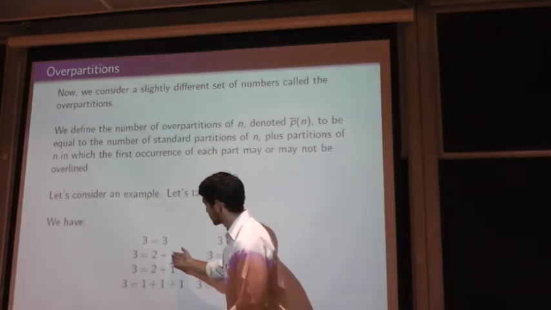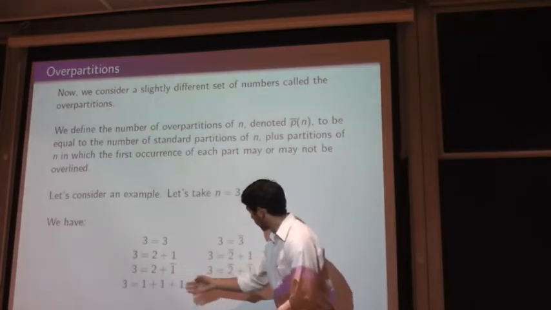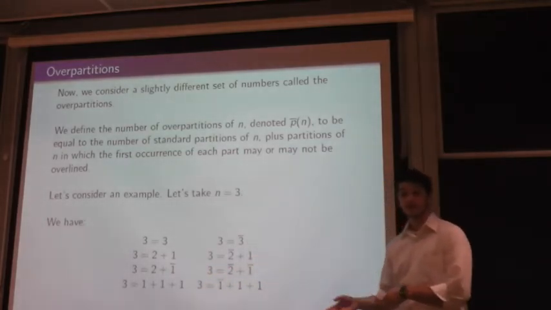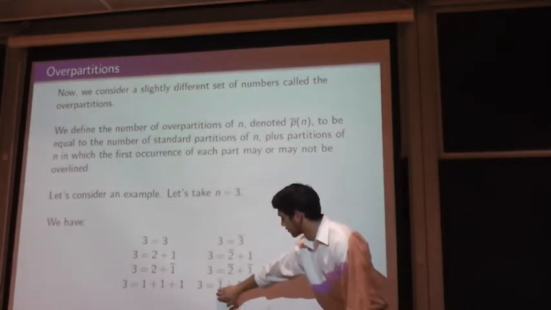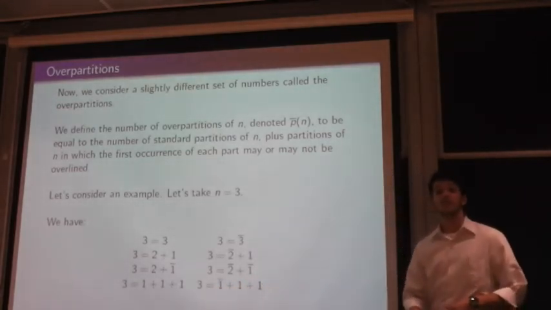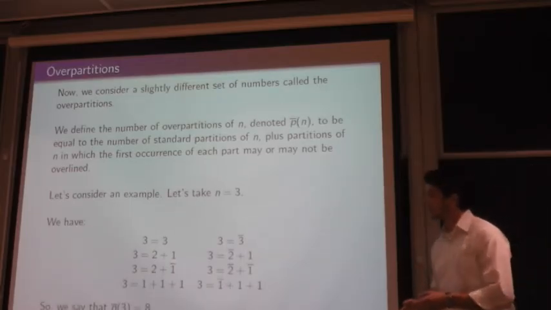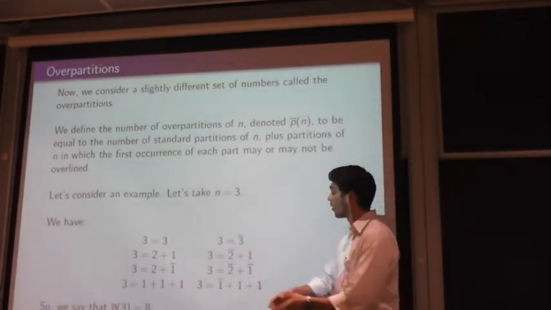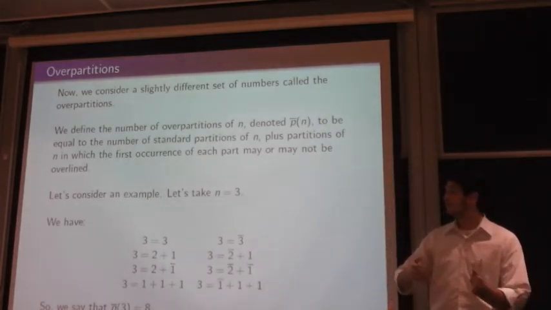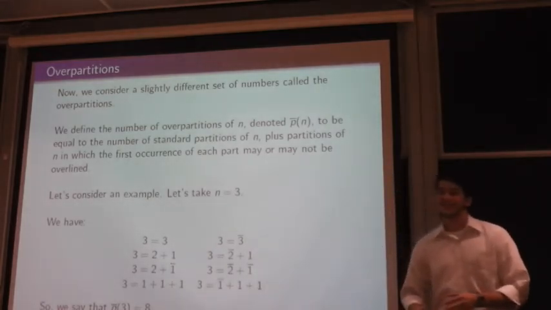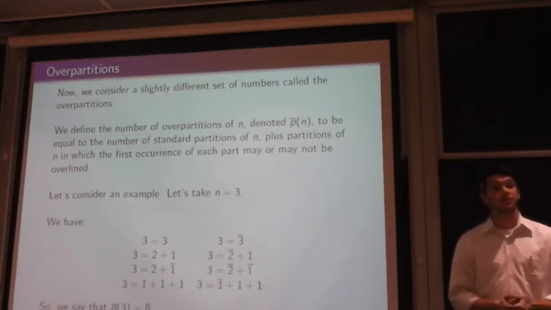Similarly, we have the standard partition 3 is equal to 2 plus 1, but we can also overline the first 2, and we can also overline the 1, or we can overline both, the first occurrence of each of these. And in this final overpartition here, we have the option of overlining the first 1, but we can't overline any of the other ones after we've overlined the 1. So we can see here that the partitions of the number 3 are all in the overpartitions. They're very similar, just now there's more to consider, and more factors to consider in terms of the identities. So we can say that the number of overpartitions of 3 is equal to 8.